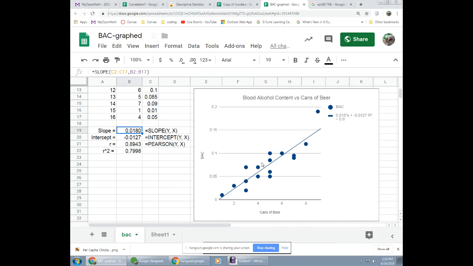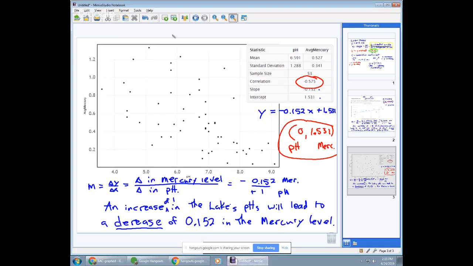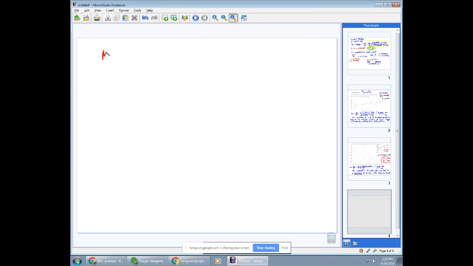So what would the slope mean in this context? Well, the slope is rise over run. So rise is my BAC, blood alcohol content, and run is the number of cans of beer. So if you view that as a fraction over 1, we have m, which is change in blood alcohol content versus change in number of beers. And that's equal to about 0.018. To make it a fraction, we put it over 1. So this would be, again, BAC, and this would be beers.